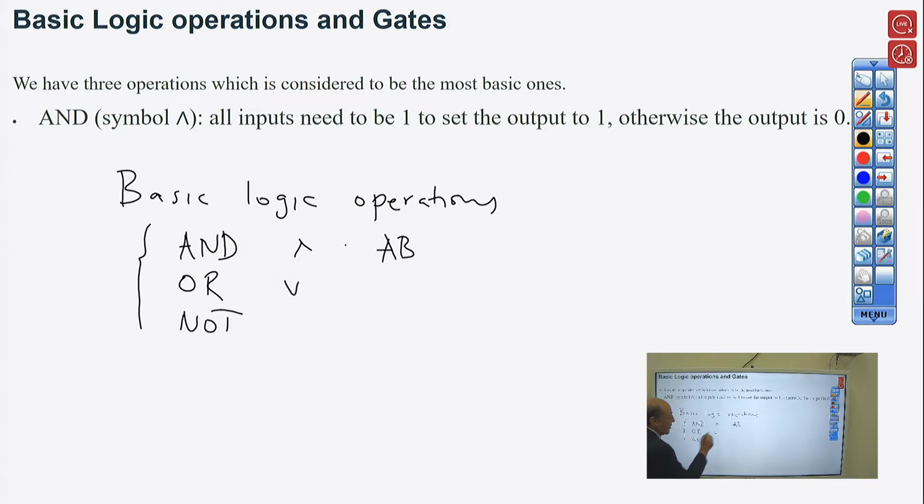And for OR, the symbol is like that. During the course we are going to use the plus sign, but here it's a logical addition, not arithmetic. And for the NOT, the symbols are like that, or, for example, not X in this way, or not X in this way. In the AND operation, all inputs need to be 1 to set the output to 1. Otherwise, the output is 0.